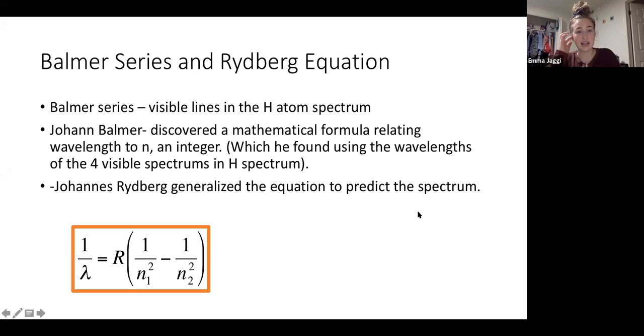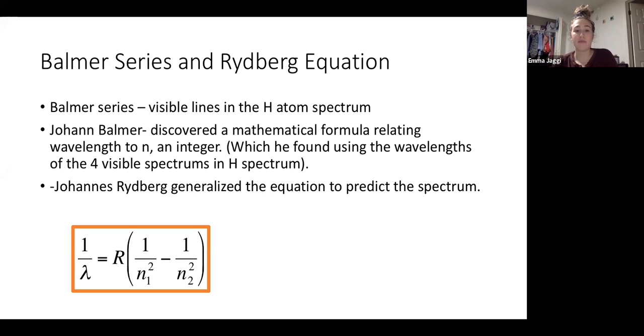Yes, so like I said, he was the one who found the visible spectrums in the hydrogen spectrum. And he didn't find them, but he used those to find a formula relating the wavelength to n.